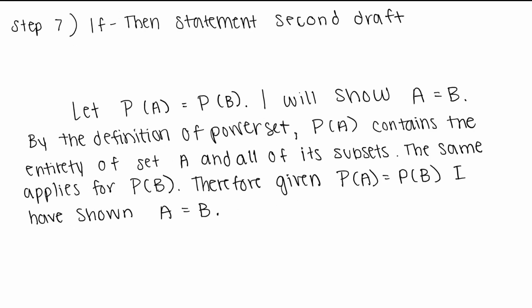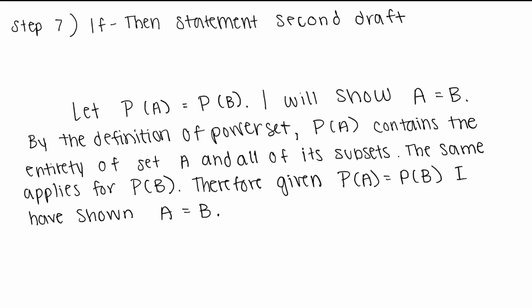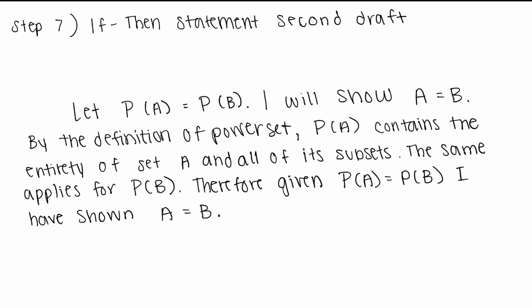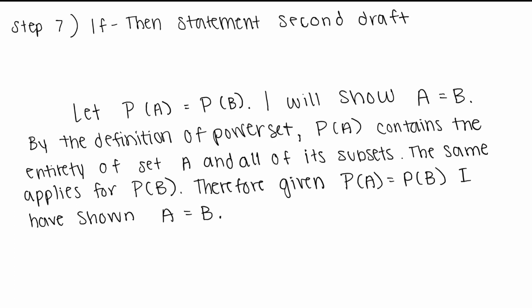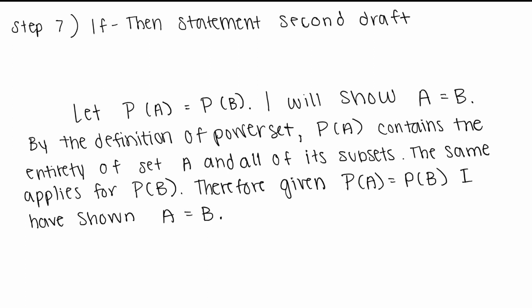The final step in the proofwriting wiki is step 7, the if-then statement second draft. For this, I came up with: let the power set of A equal the power set of B, and I will show that the set A equals set B. By definition of power set, the power set of A contains the entirety of set A and all of its subsets. The same applies for the power set of B.